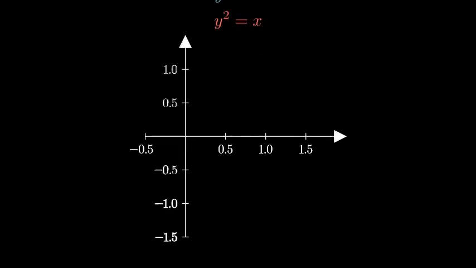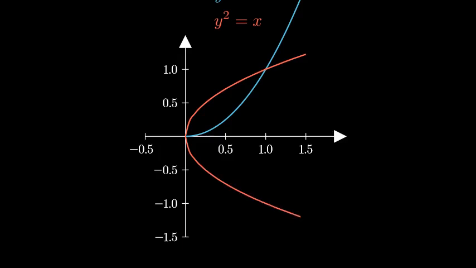First, we have y equals x squared, which is a parabola opening upward, and y squared equals x, which we can rewrite as y equals plus or minus the square root of x. This is a parabola opening to the right. These curves intersect at 2 points.